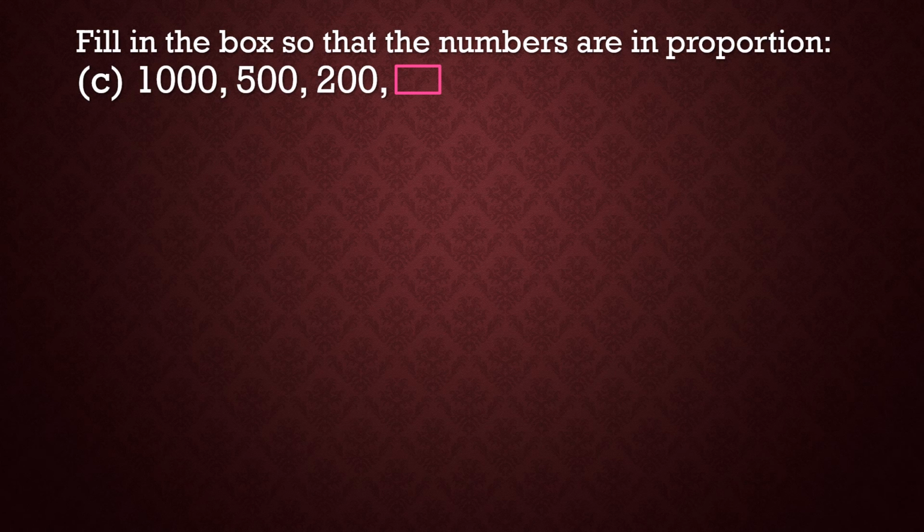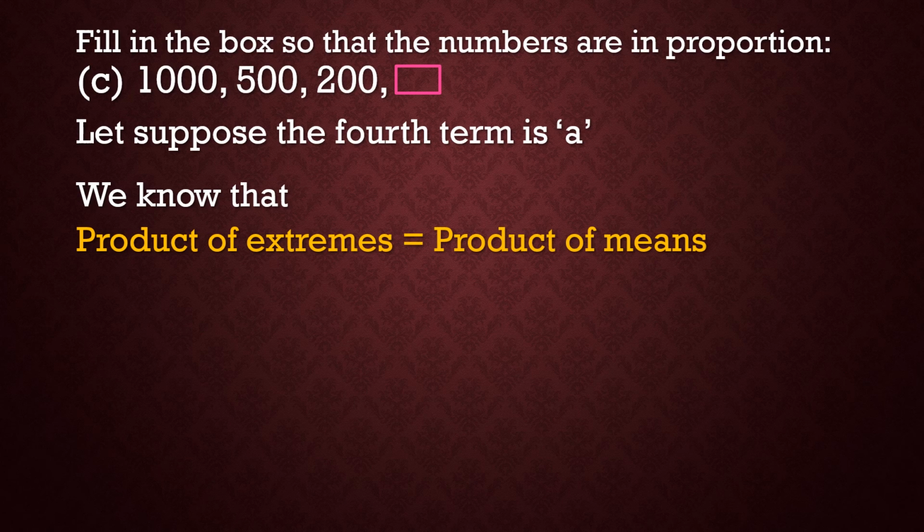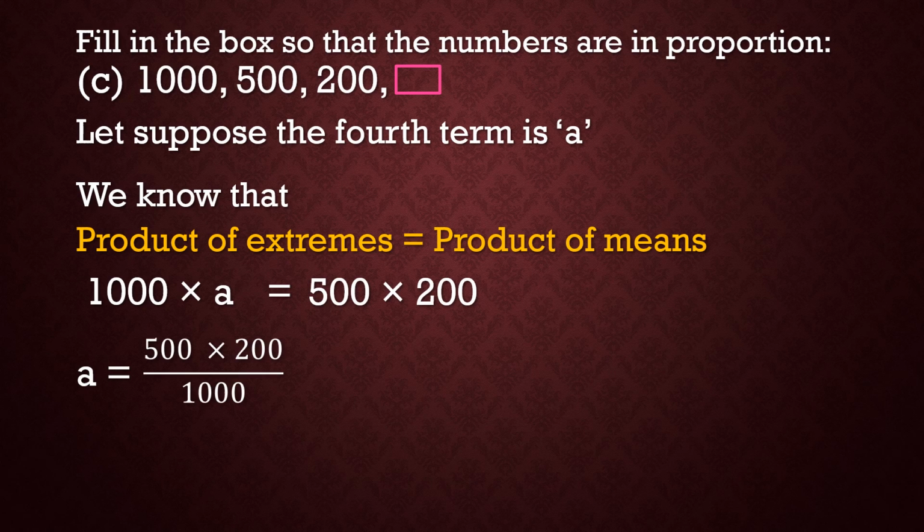Fill in the box so that numbers are in proportion. Question number C. 1000, 500, 200 and box. Let's suppose the fourth term is A and we know that product of extremes is equal to product of means. Now put the value. 1000 multiplied by A is equal to 500 multiplied by 200, where A is the fourth term which we have to find out. By cross multiplication, A is equal to 500 multiplied by 200 upon 1000.